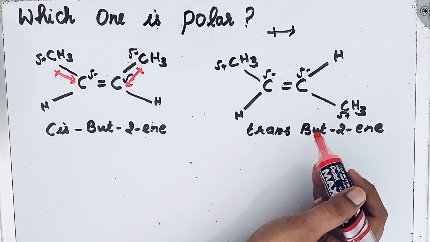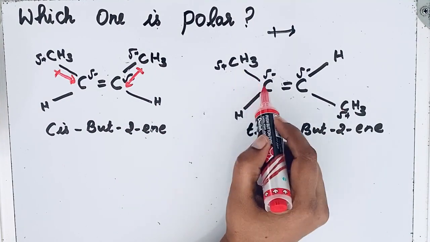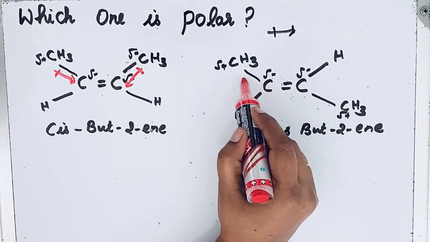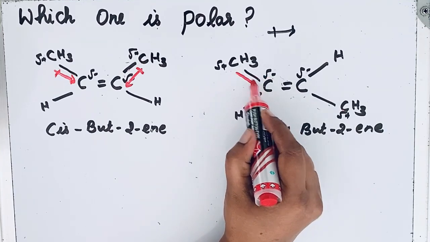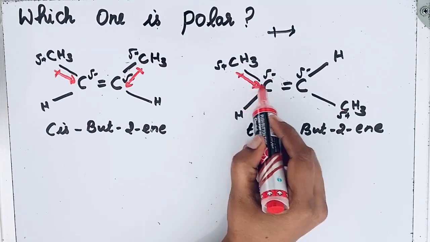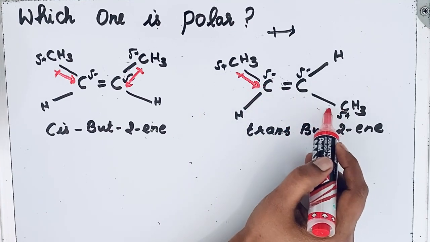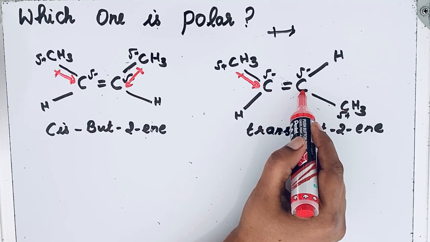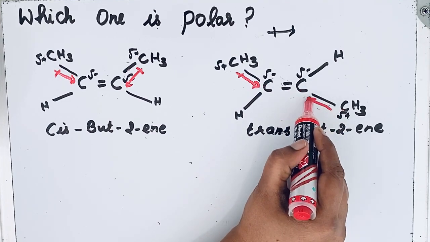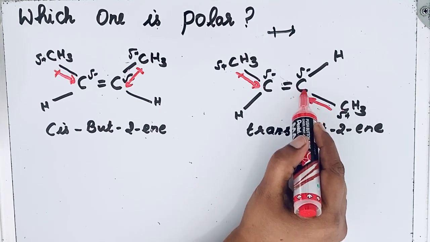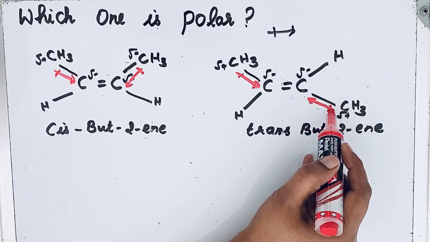Now come to trans-butene. For this CH3 group, the individual dipole we can draw by placing the cross on this side, then the arrowhead should be the carbon attached to the double bond. The same way here, you can see this part is the more electronegative part. So while drawing, the arrowhead should be this carbon attached to the double bond, and this CH3 carbon will get the cross.